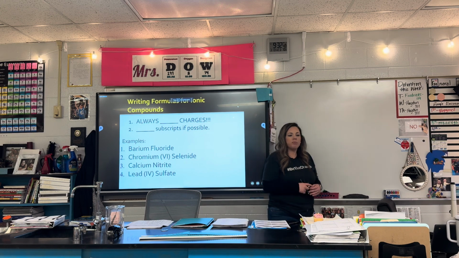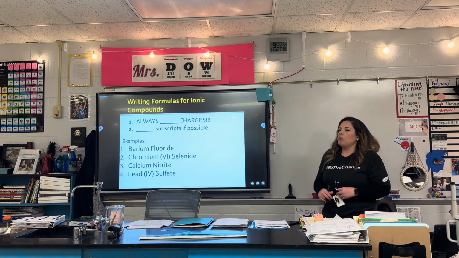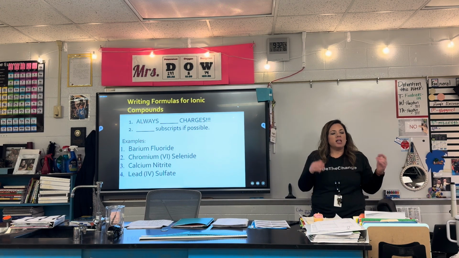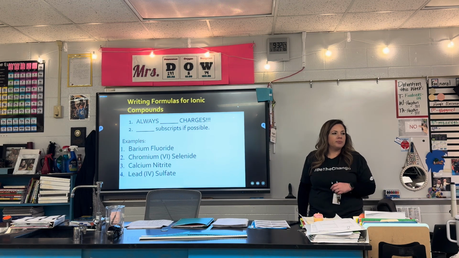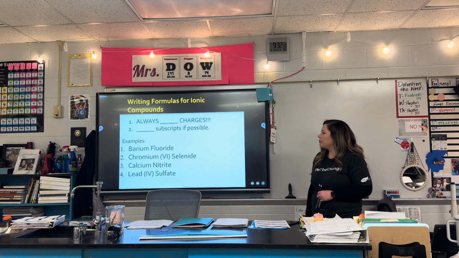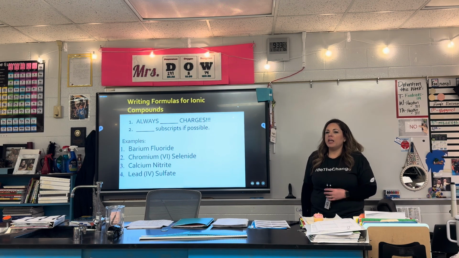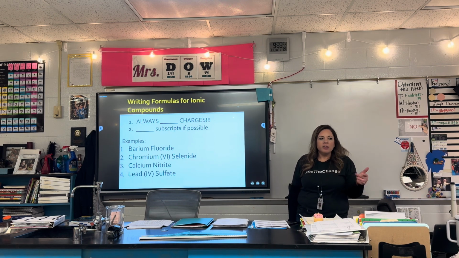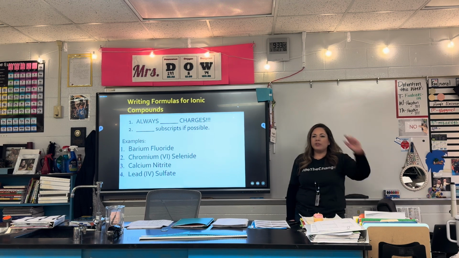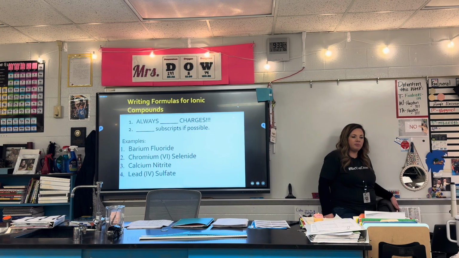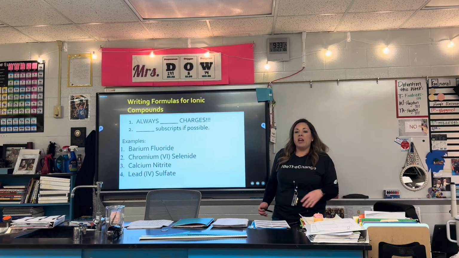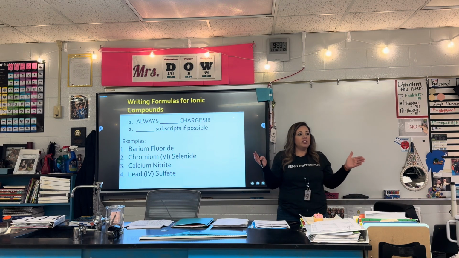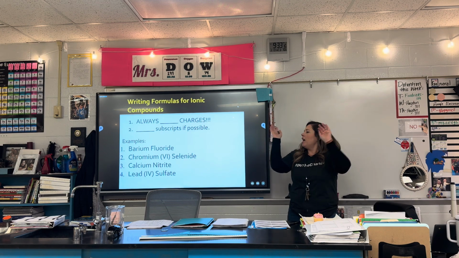Alright, your last slide. So when we do the opposite, when we're writing formulas, like I said, always cross charges. Always. And guess the blank for the next one. Reduce. Reduce subscripts if possible. So for the first one, you know that you always have 2 things. You're looking up their charges and you're going to cross them.